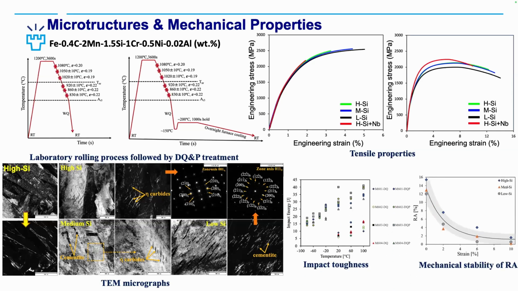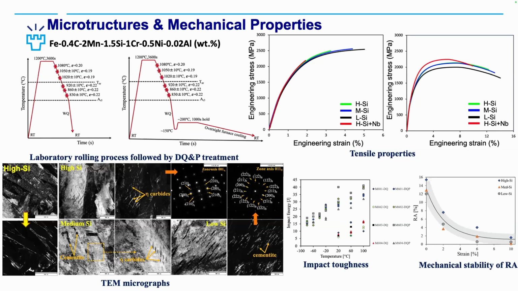Now, we have also conducted the impact toughness test, and clearly we have seen the impact toughness of direct quench and partition steel improved significantly compared to the direct quench variant. We have also checked the mechanical stability of retained austenite in different silicon level steels, and we notice that among these 3 variants, high silicon steel showed the highest mechanical stability.